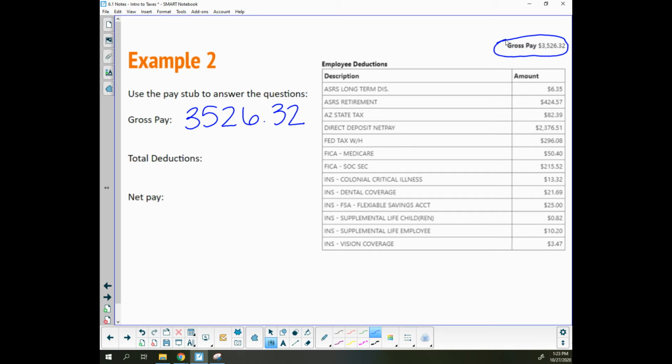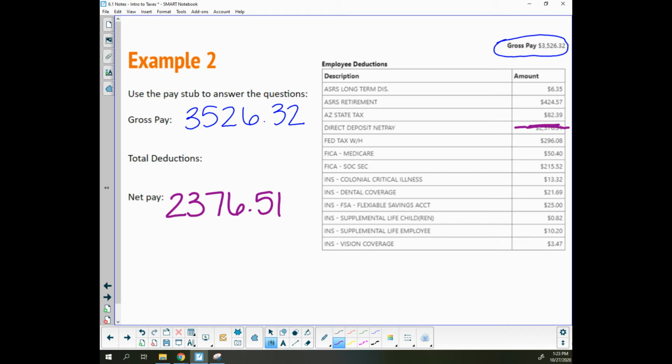If you look in the table here, it says all of these are deductions. So we have long-term disability, state retirement, state tax. Ooh, we have a direct deposit net pay. Just because we don't want to have to fiddle with this, net pay is listed for us, so I'm going to go ahead and fill that in as one of our answers. 2376.51. If you've been in my classroom, you know this board is near impossible to read. Looks good. So that's my net pay.